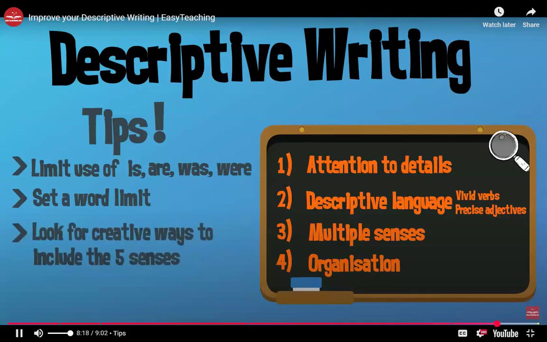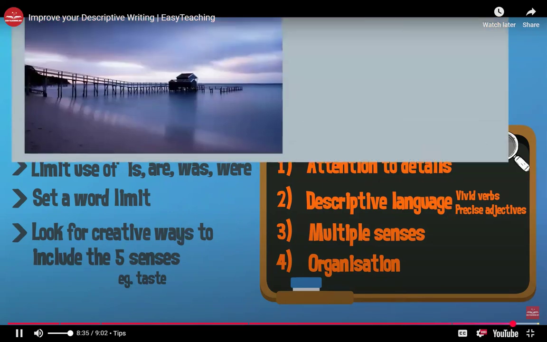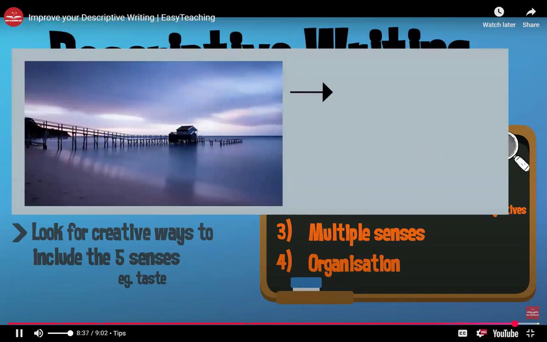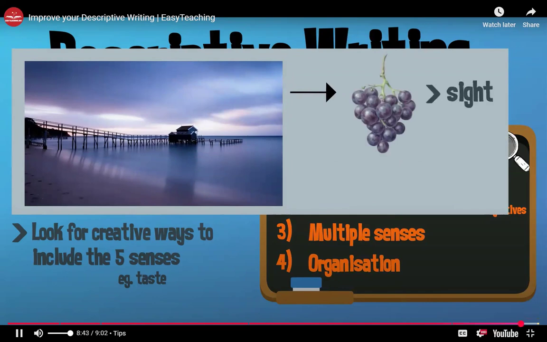Number 3, play around with creative ways to include the 5 senses. Sometimes it can be tricky to include taste, for example, but perhaps you could use words which evoke a taste to describe other aspects. For example, in our descriptive writing about the beach, we could have likened the colour of the clouds to grapes. Not only would we have described the colour, we would have cleverly included the sense of taste at the same time.